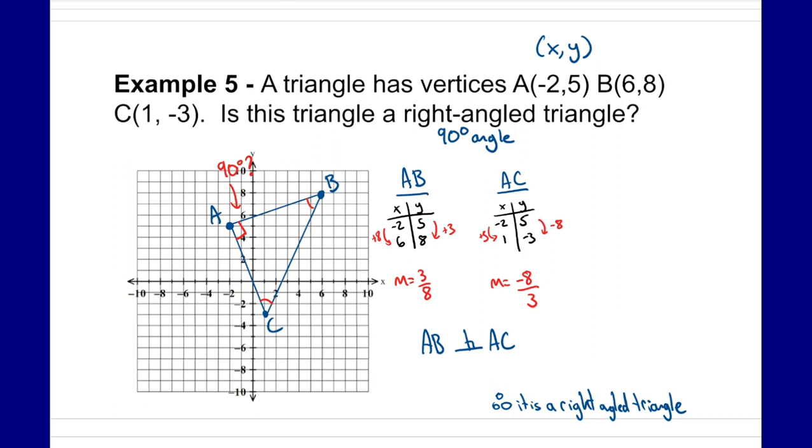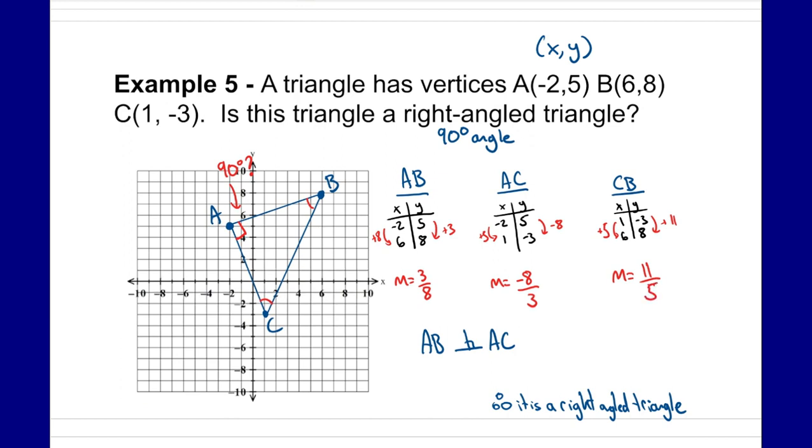Now, if you wanted to, maybe you didn't plot these points out, you could check CB. Maybe we mislabeled it, or maybe we didn't quite plot it correctly. Maybe our graph or our scale was off. So CB, it doesn't matter which one we put first. We'll do C, 1, -3, and then 6, 8. This is a +11 and this is +5. So the multiplier here would be 11 over 5.